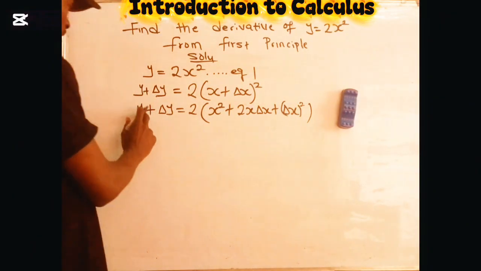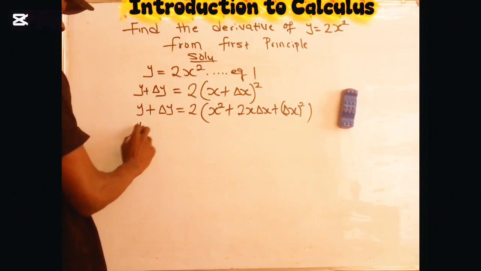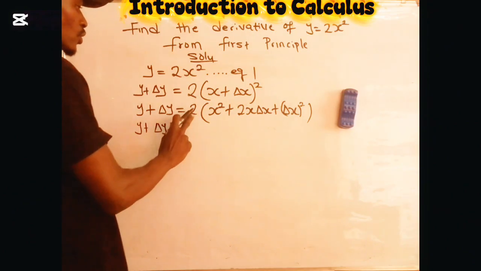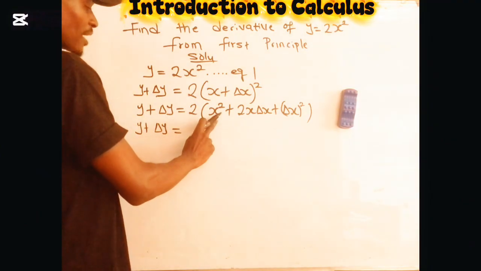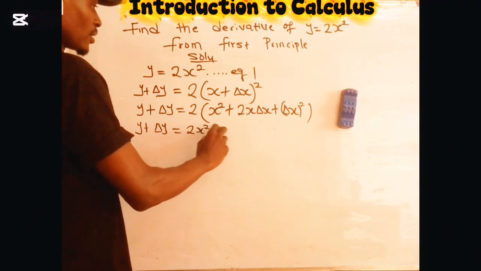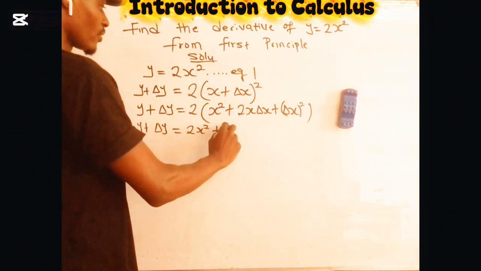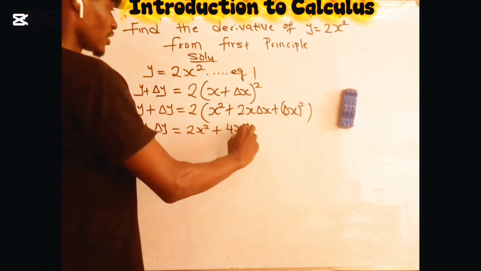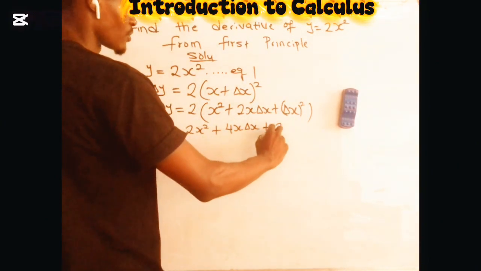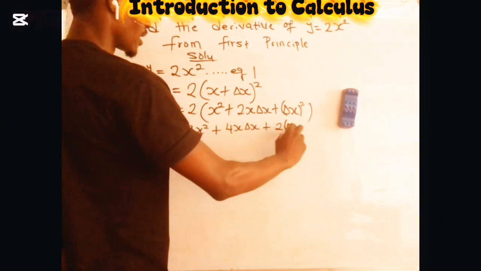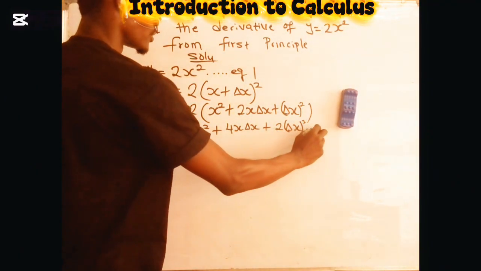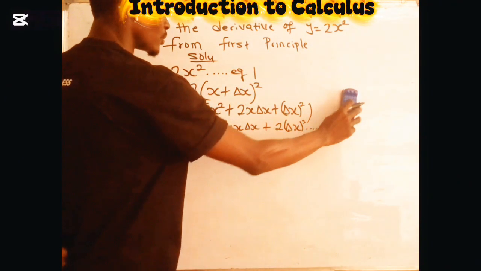Alright, let's leave the left hand side as y plus changing y to be equals to, expanding here, we have 2x squared plus 2 times 2, 4x changing x plus 2 times the x becomes 2 dx squared. Let's call this equation 2.